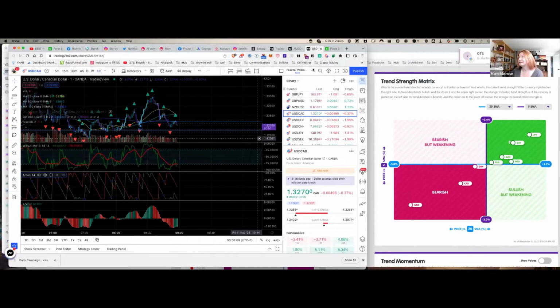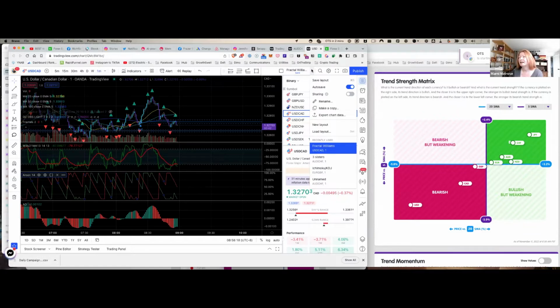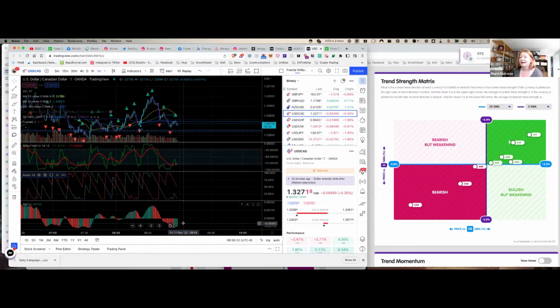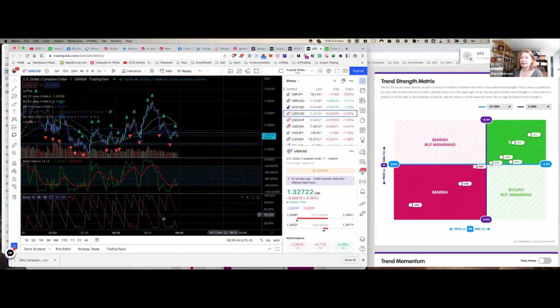Now, I'm going to make this, what do you call it? View. It's not a view. What is it? It's a layout available to you guys. I call this one Fractal Williams, okay? Because we make use of the fractals and the Williams and Aroon and the awesome oscillator. And maybe I'll turn awesome oscillator off of that, because we don't really need that in this one. We do need Aroon and everything else. And then I've also got the Three Sisters moving averages in here, okay?